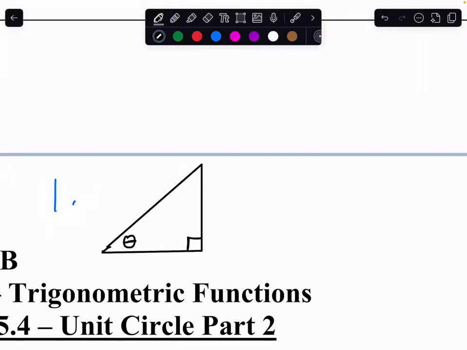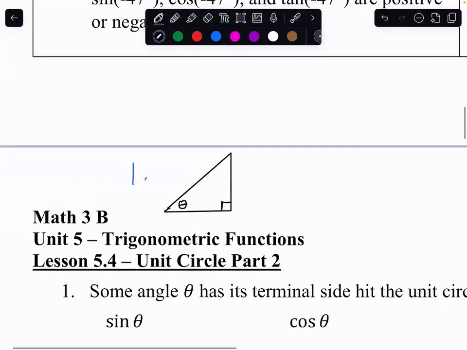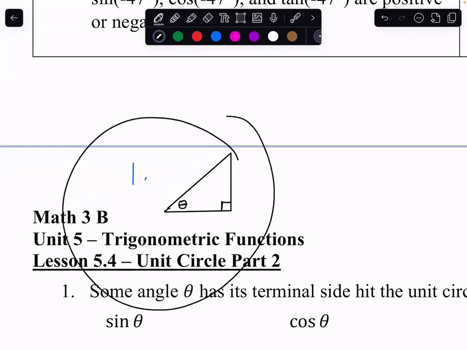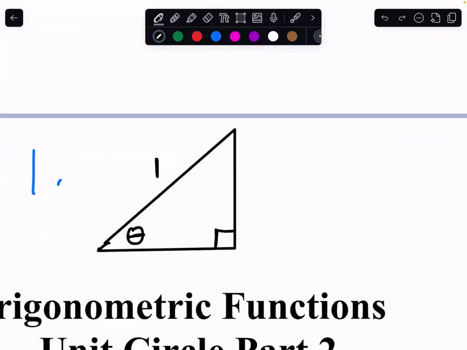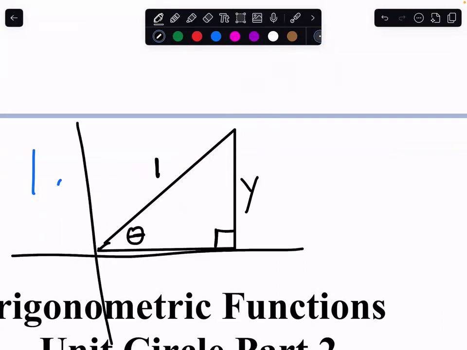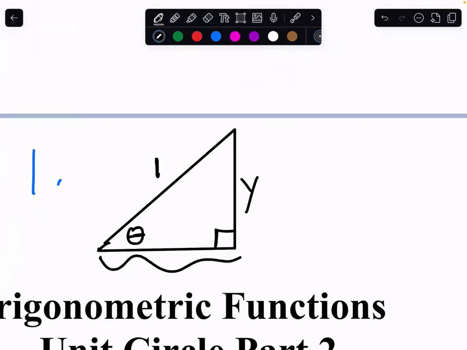Okay, so no matter what angle it is though, we know that because this triangle is on the unit circle, the hypotenuse will always be 1. And then whatever number this side length is, that'll be the y coordinate of the point. Because this is on the coordinate plane, so whatever y distance you go upward, that's the y coordinate. And similarly, whatever this length is, that's the x coordinate.